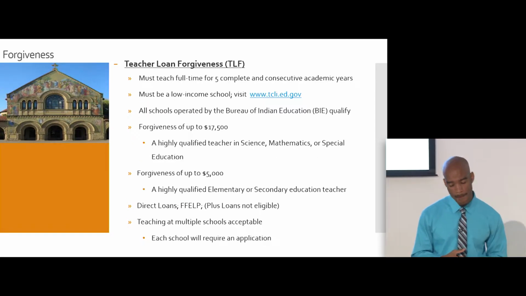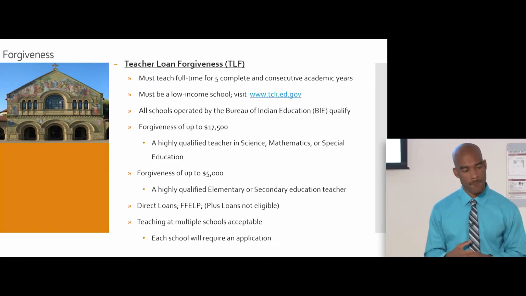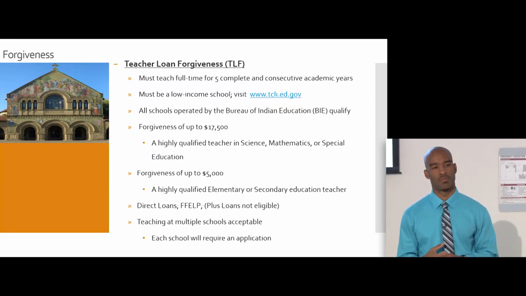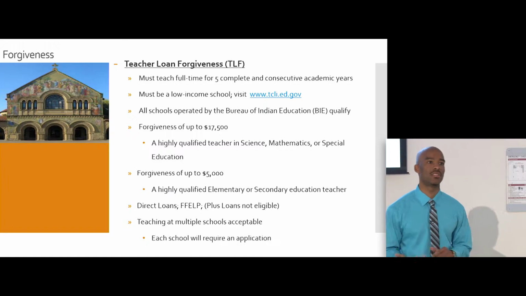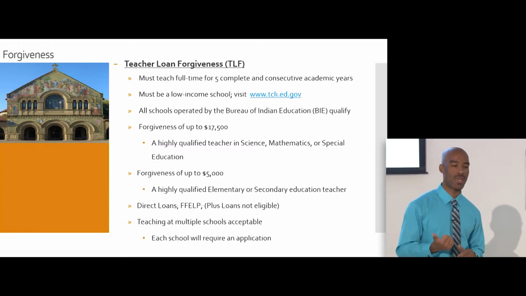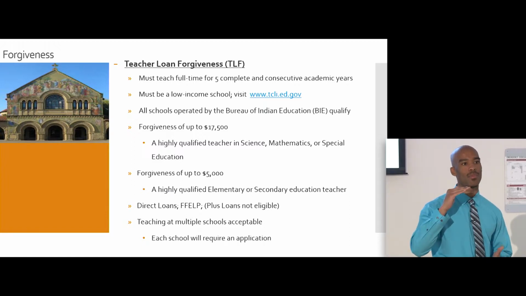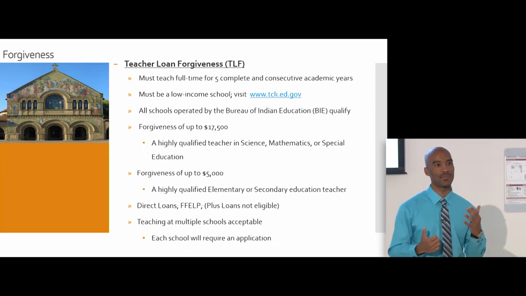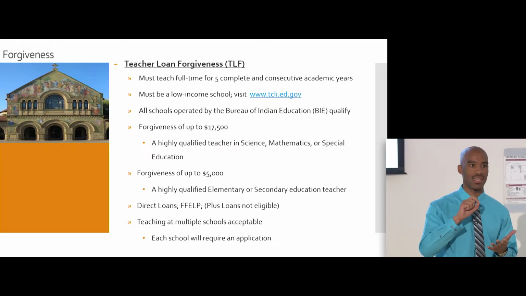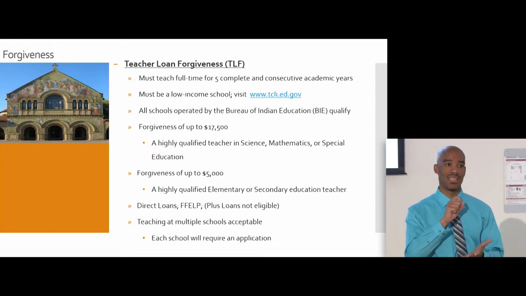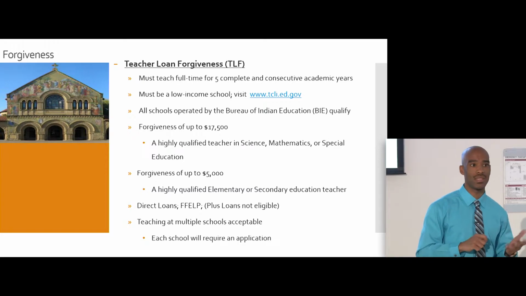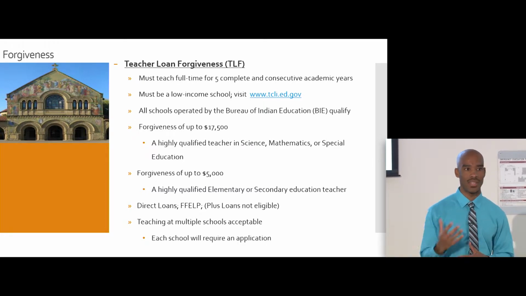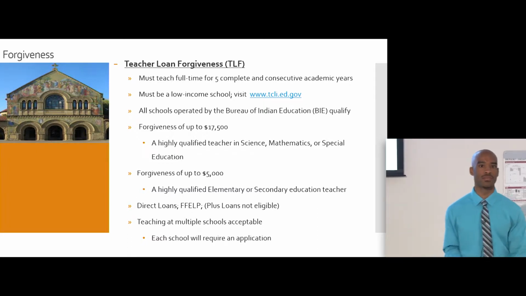So it says science, math, or special education. Science, does that only include natural sciences or also behavioral sciences? Anything that's considered science. What will happen is there's an application. Take it to your school, your principal or your administrator fills it out. And if it says science, you put science. If it's chemistry, physics, anything related to science, it qualifies.